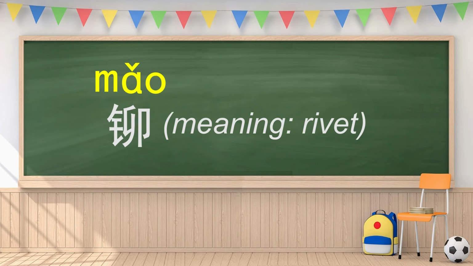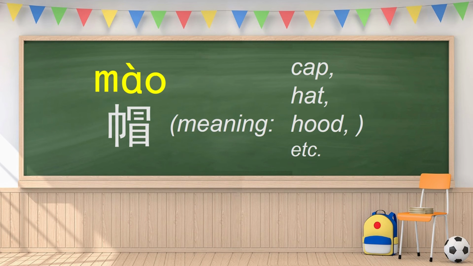And the example of the third tone is the character mao, which means rivet. You can follow me if you would like to. Mǎo, mǎo, mǎo. Let's say it 3 times.